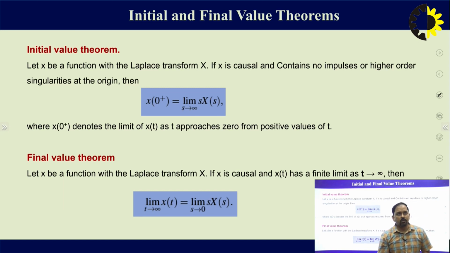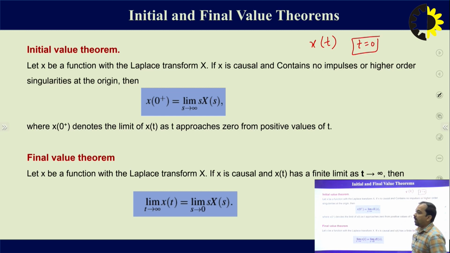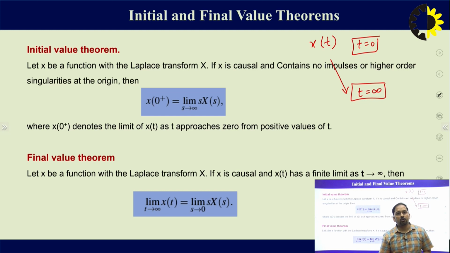So one final topic we are going to see, these are some important theorems, initial and final value theorems. These theorems are helpful in calculating the initial value, meaning the value of the signal x(t), at t equal to 0. And the final value theorem means the value of x(t) at t equals infinity. So the theorems which are helpful in calculating the initial and final value of any given signal are known as the initial value theorem and final value theorem.